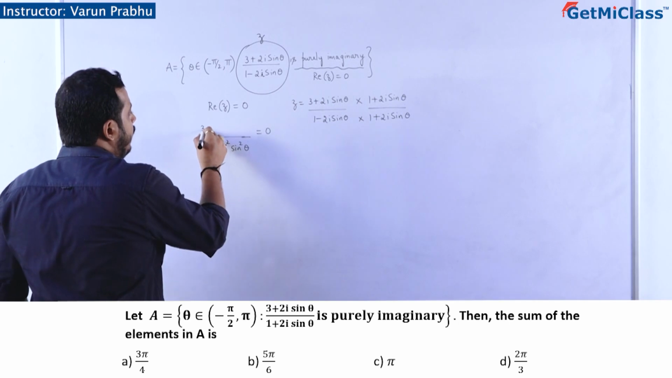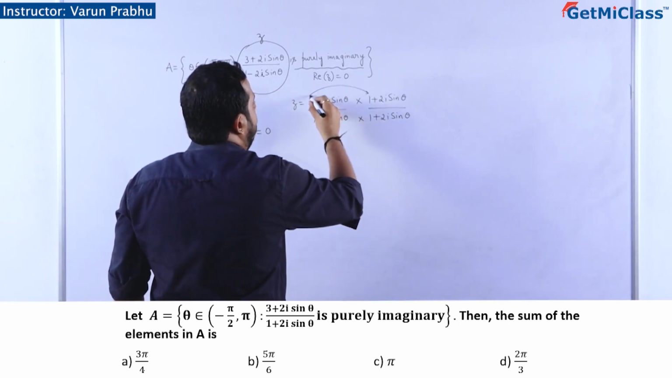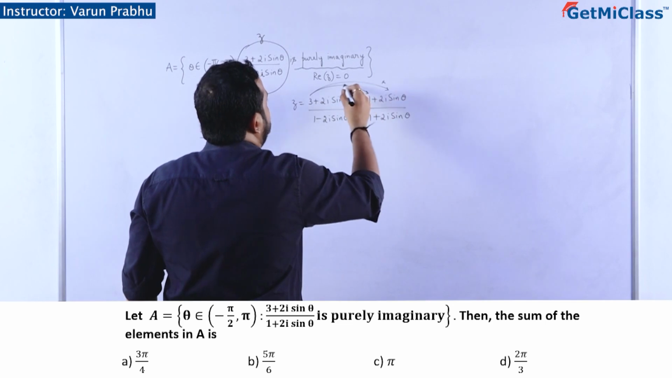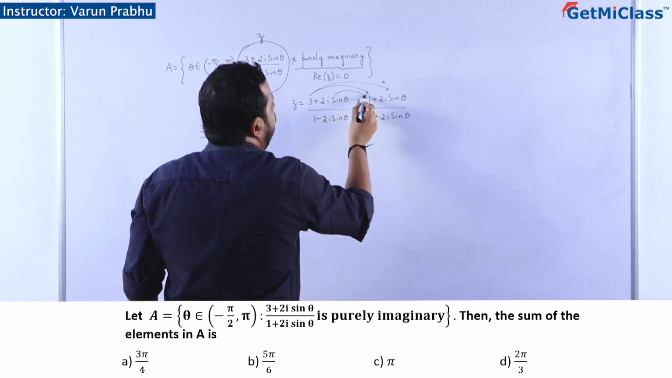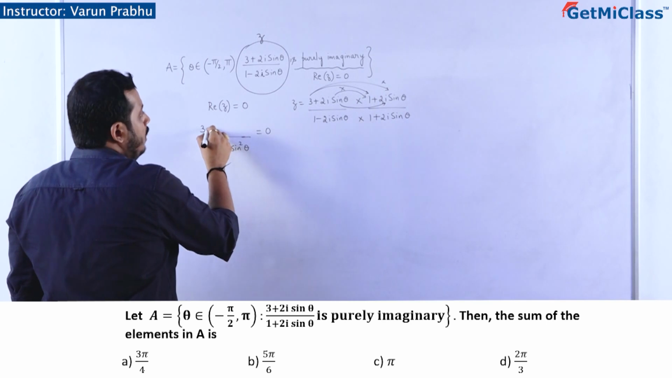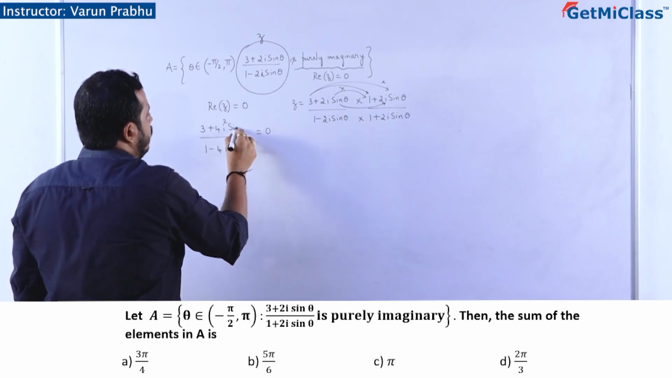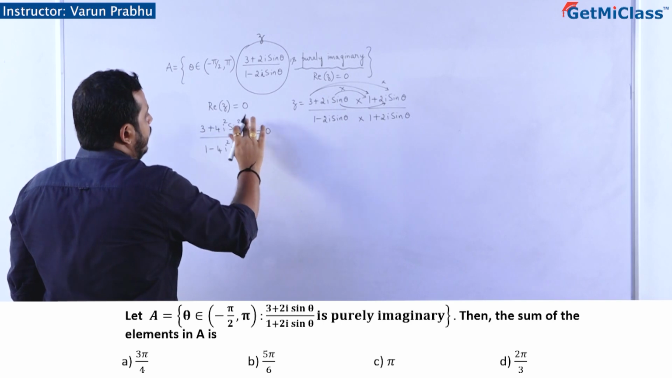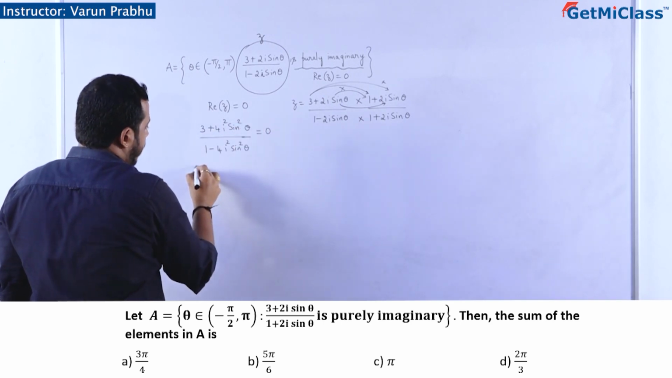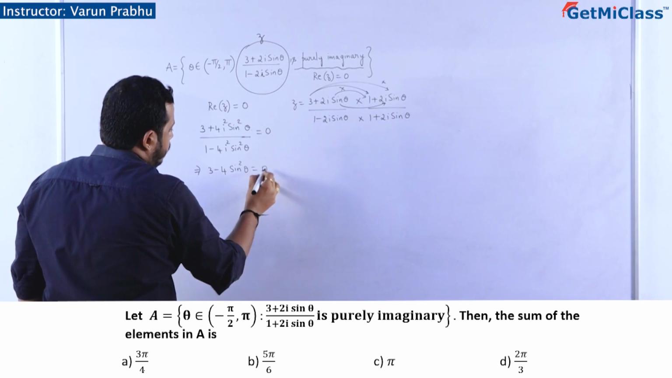So 3 into 1 will contribute to a real part. 3 into 1 will contribute to a real part. This part will not contribute to a real part. This part will not contribute to a real part, whereas this part will contribute to a real part. So that is nothing but plus 4i square sin square theta, that is equal to 0. This implies to me that 3 minus 4 sin square theta should be equal to 0.